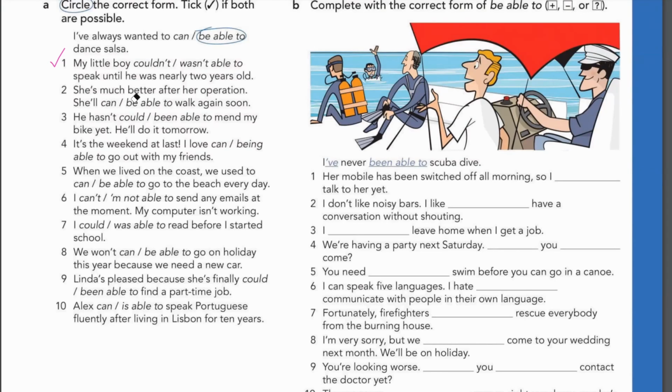Number 2, she's much better after her operation. Now we're going to use she'll, it means she will. After she will, we can't use can, guys. So we're going to go for she'll be able to walk, or she will be able to walk. Okay, so only one choice is correct here.